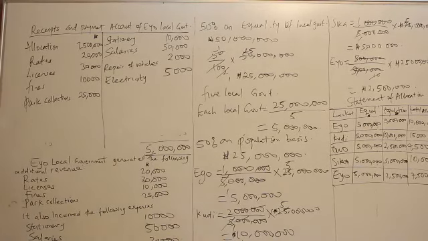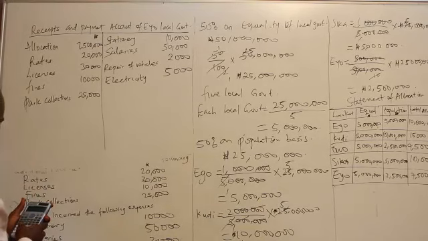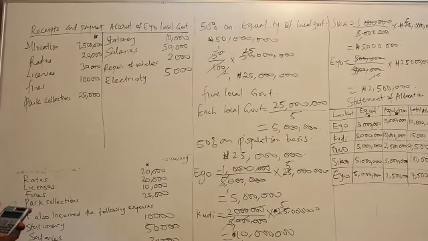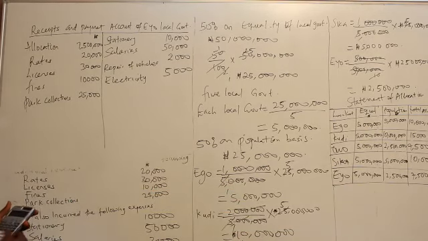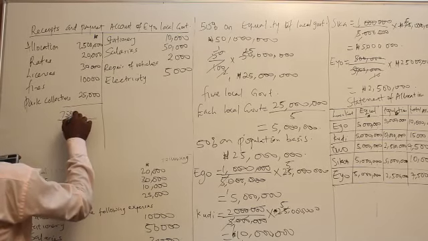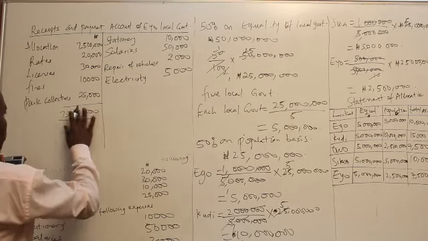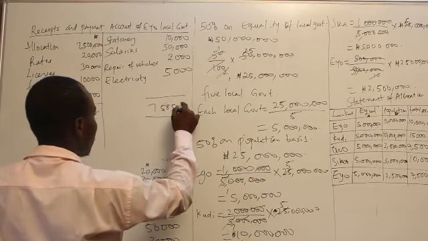We can have the account balance. We have 7.5 million plus 20,000 plus 30,000 plus 10,000 plus 25,000, and that gives us 7,585,000.